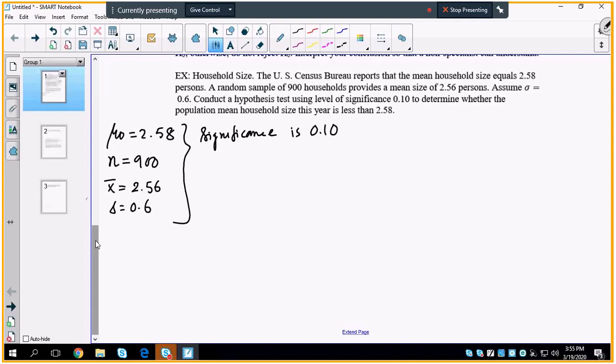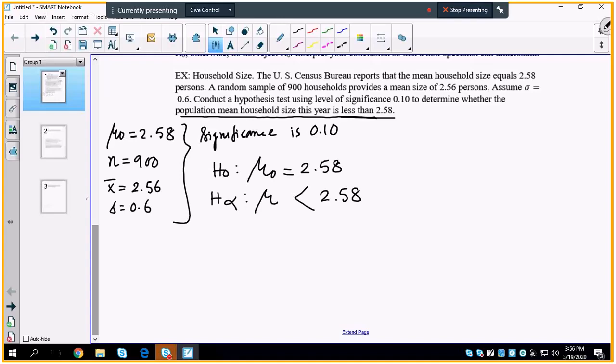Whether the population mean household size this year is less than 2.58, and this is very important in order to understand your hypothesis. So what do I say? First I say null hypothesis, that is, the existing mean mu naught is equal to 2.58. Then the challenger is the alternate hypothesis: the new mean that we found, the population mean, should be less than 2.58. So what do you write? Your new mean mu is less than 2.58.